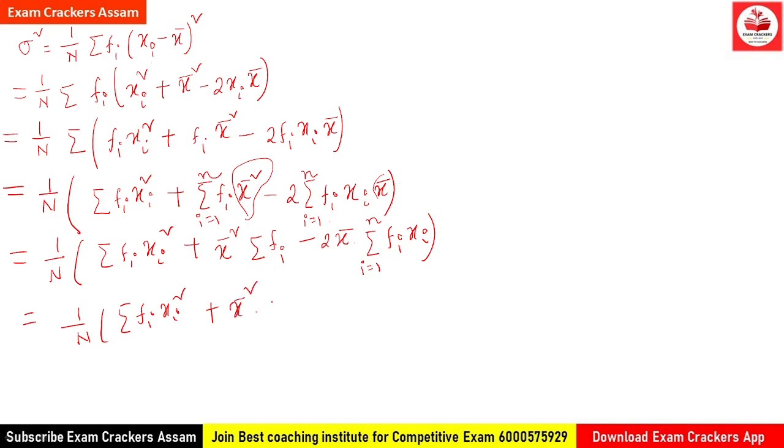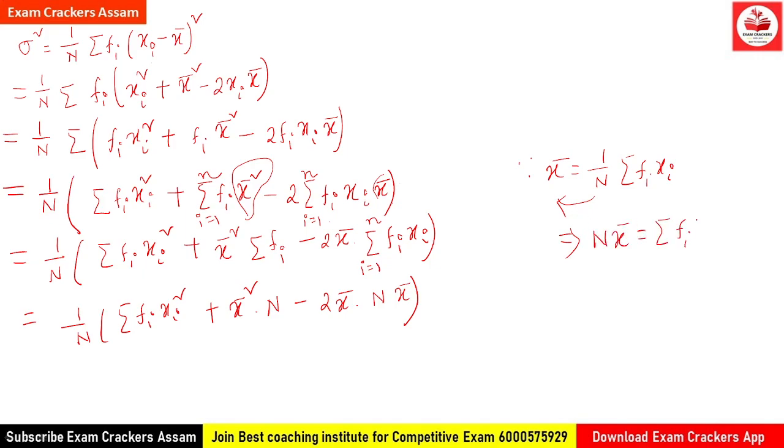Now what is your summation fi? It is capital N, right? Minus 2x bar, and this can be written as capital N into x bar. Why? See, since x bar is 1 over n summation fi xi, just cross multiply these two. So n into x bar will be your summation fi xi, right? This is what we have used.